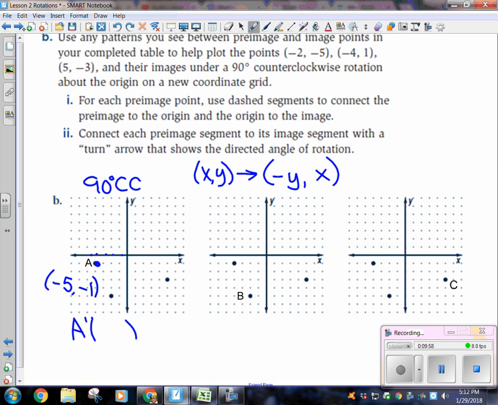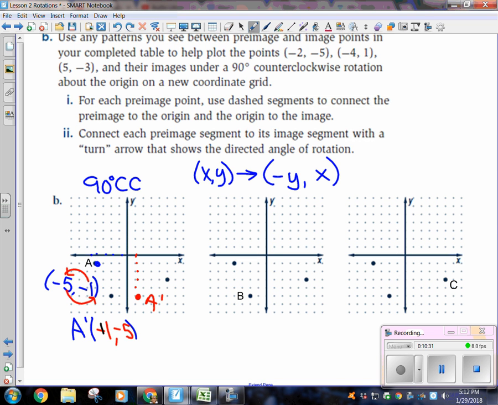So what's going to happen is I'm going to move the -1 to the front. So -1 goes to the front. -5 is going to go to the back. And then we have to remember the first one goes opposite. Opposite of -1 becomes +1. So I've just completed the first rule, or trying to apply the rule to find A prime. So I'm going to go to my graph and I'm going to say, okay, go over 1, down 1, 2, 3, 4, 5. Right here should be the new point A prime.